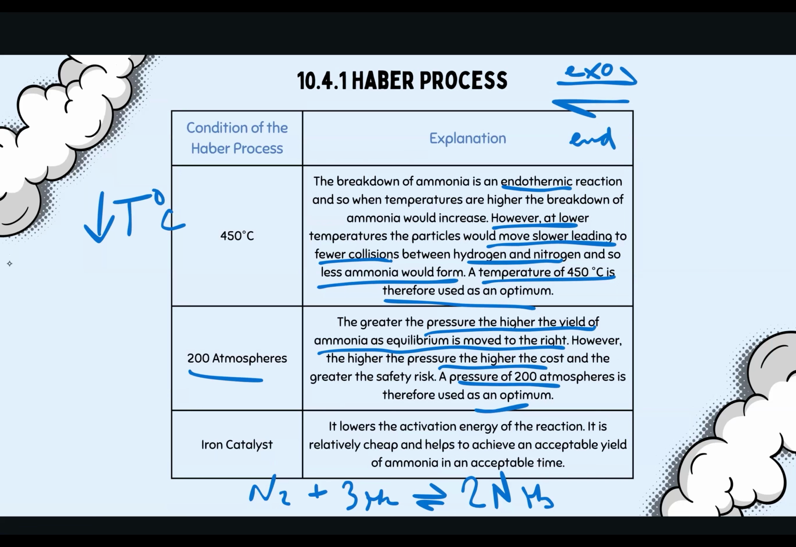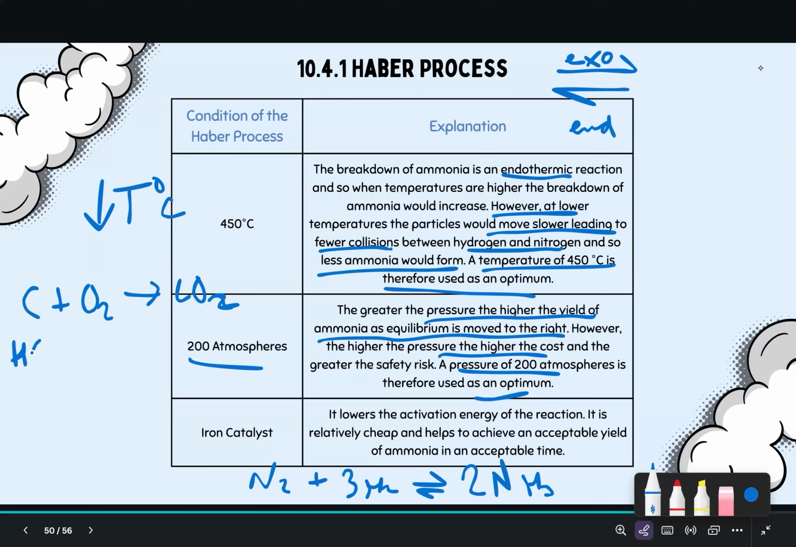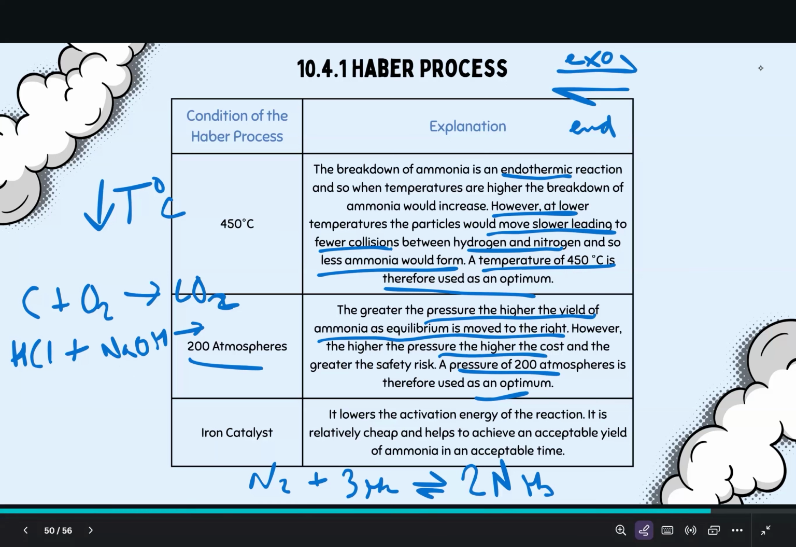Now, generally speaking, when reactants combine, for example carbon plus oxygen makes carbon dioxide, or HCl plus NaOH, which is a neutralization reaction, makes sodium chloride and water, these kinds of reactions are all exothermic. So usually when things combine, it is exothermic.